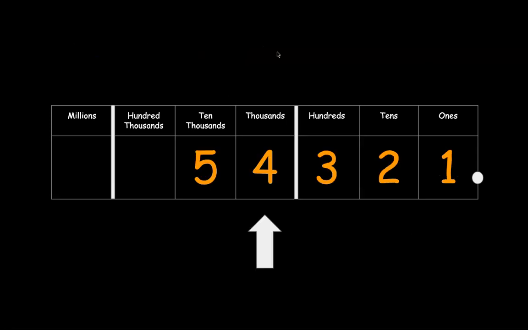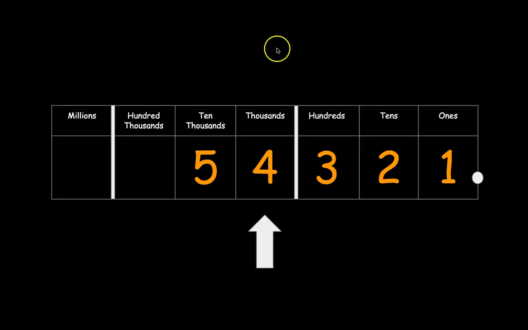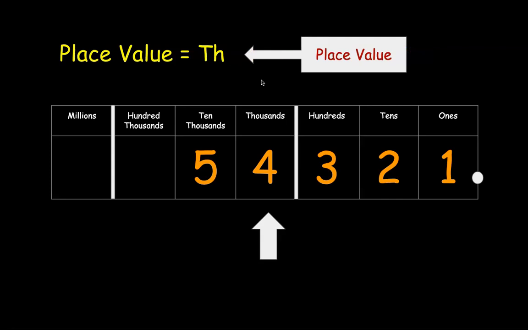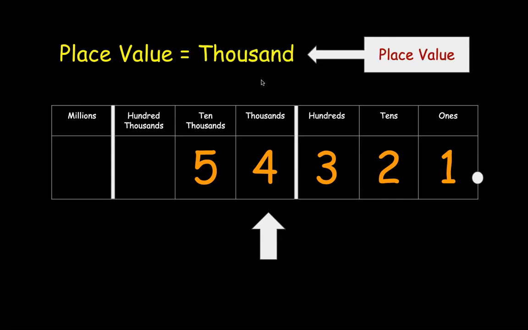Right, 54,321. That 4 there is worth, or has a value of, yes, you got it, it's worth not 4, it's worth 4,000 because it's in the thousands column. So we say it has a place value of 1,000, or capital T, small letter h like that, or the word thousand like that, or thousands. So can you see, basically place value is what column is it in really? What's the value of the column that it's in?